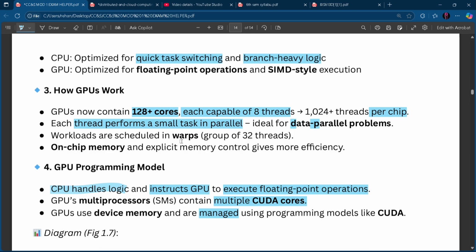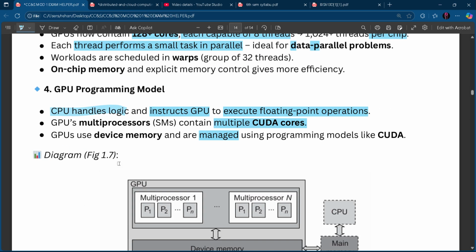Workloads are scheduled in warps, groups of 32 threads. Warps are like wrapping a gift. Suppose you are gifting fruits in a basket, multiple different varieties of fruits, and you wrap and pack them together. It's just like that: many threads are grouped together, and that's nothing but a warp. On-chip memory and explicit memory control give more efficiency.